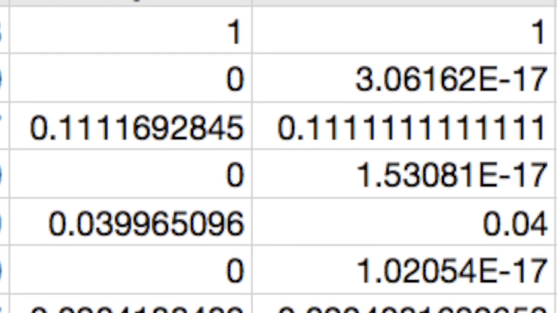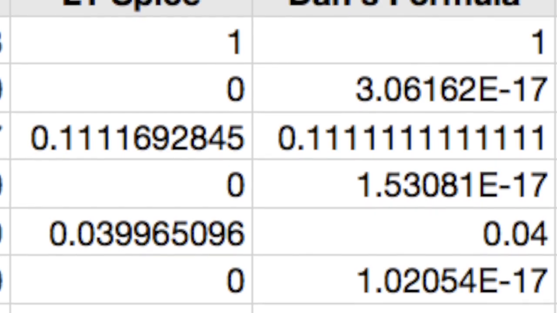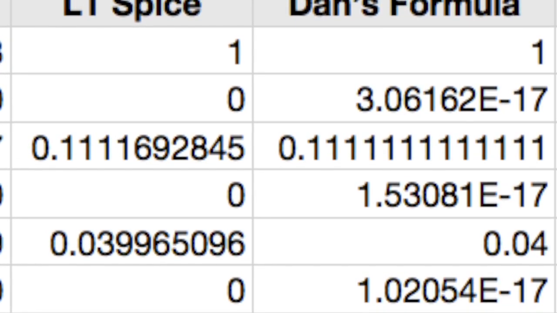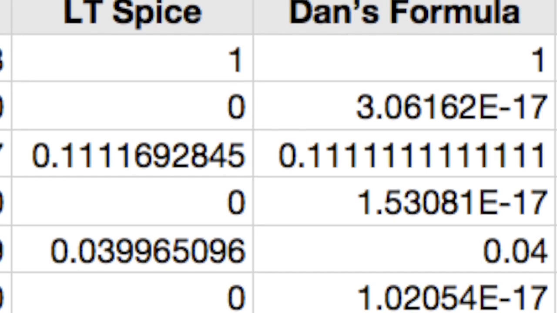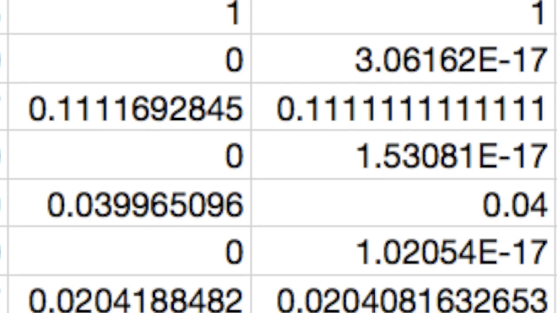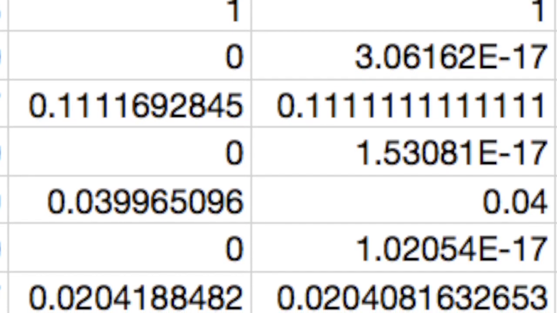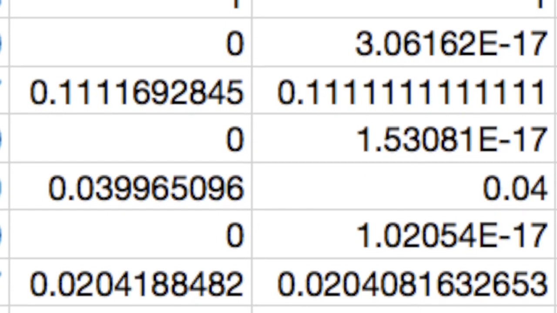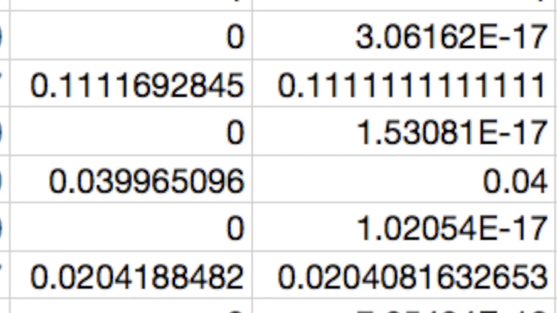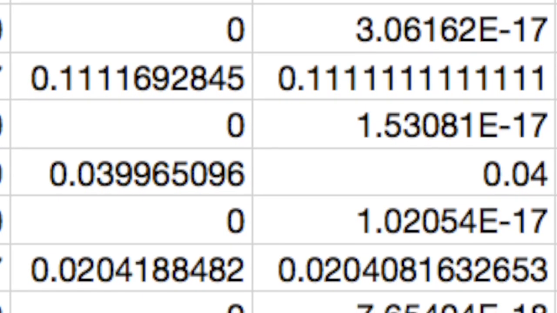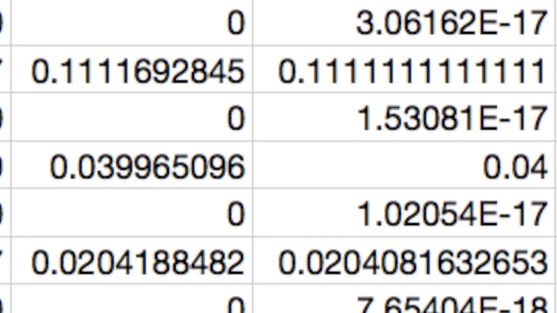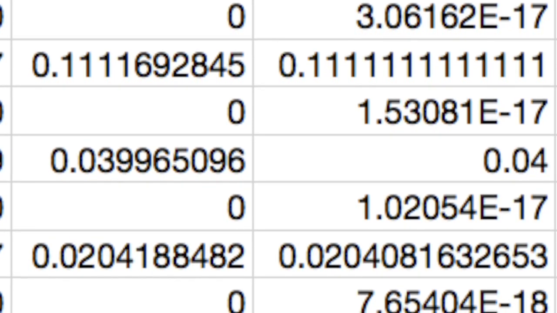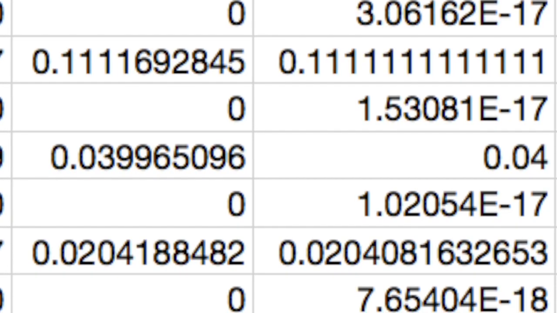So let's compare that to what LT Spice did. LT Spice got a relative amplitude of 0.11111692845. They round a little bit, so they're off a little bit. So the value is actually 0.11111. Okay, the fourth harmonic is 0, or in this case it's 1.5 times 10 to the minus 17. That's pretty low. The fifth harmonic, in my estimation, is 0.04. In theirs, it was 0.0399. So I nailed it.